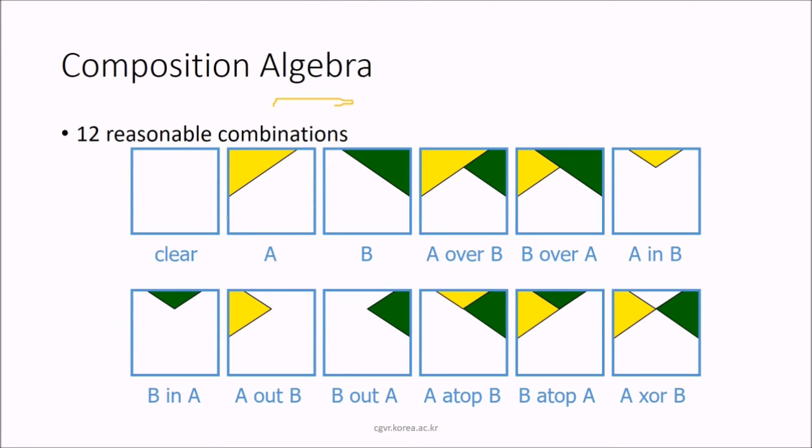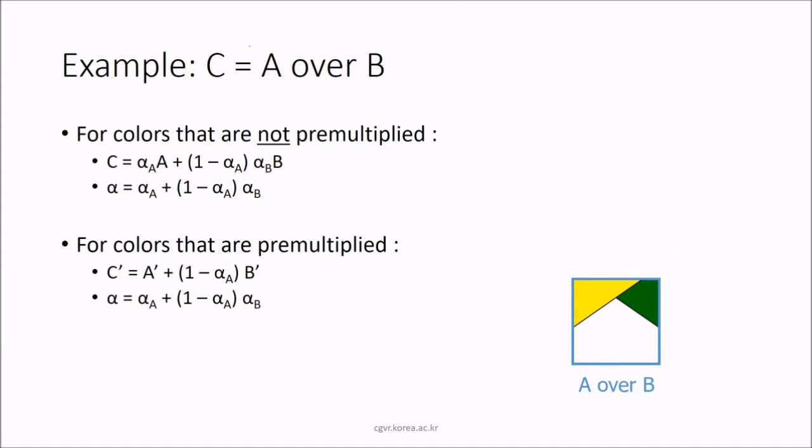There are two reasonable combinations: A, B, 0, A or B, B or A, A in B, B in A, A out B, B out A, A top B, B top A, A XOR B. So there are various algebra you can perform and view the various outputs. This is an example of C, which is A over B.